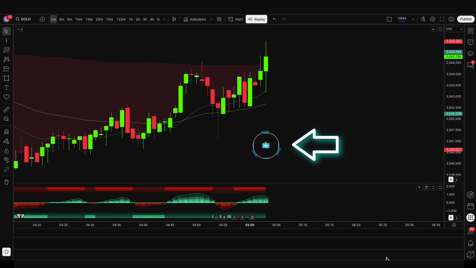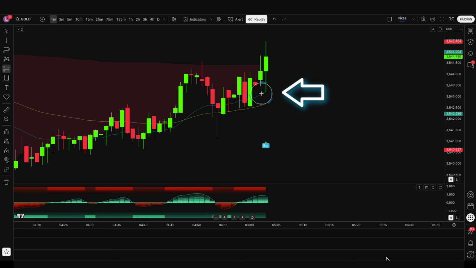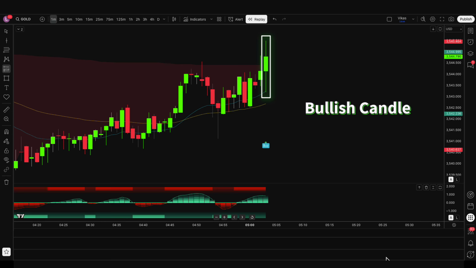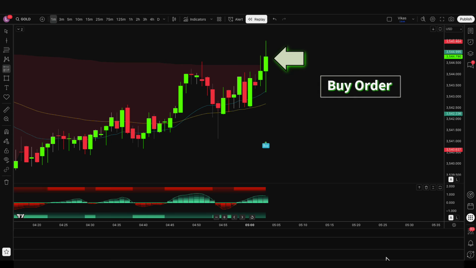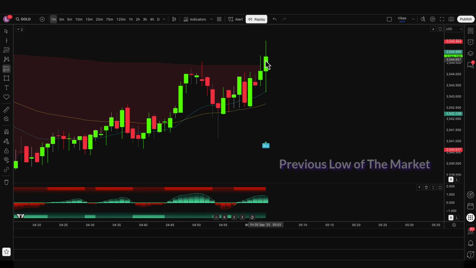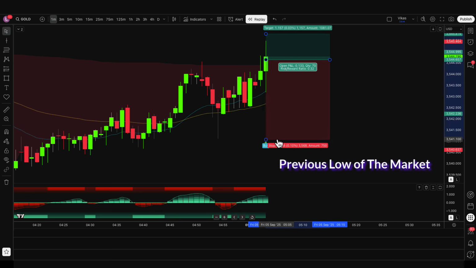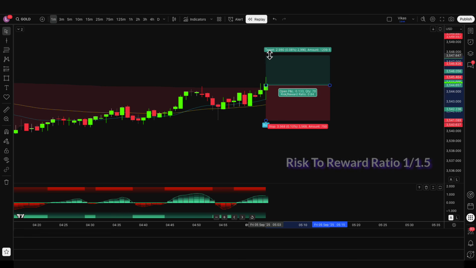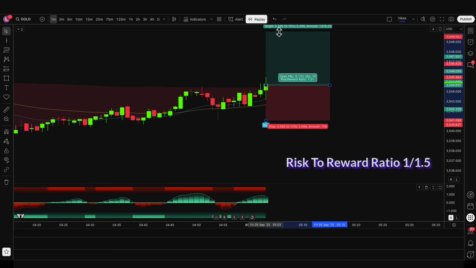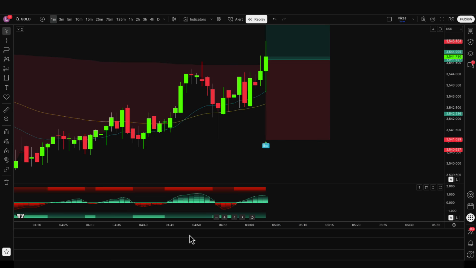Here the chandelier exit indicator gives us a buy signal. Here the turquoise line of the EMA indicator is above the yellow line. Here the efficiency weighted order flow indicator is green color. Here the market has made a bullish candle to give confirmation. So all our conditions are being fulfilled, so we are placing an order to buy. Our stop loss is to be placed at the previous low of the market, and the risk to reward ratio will be 1:1.5.